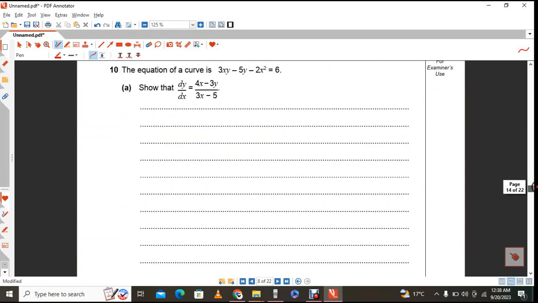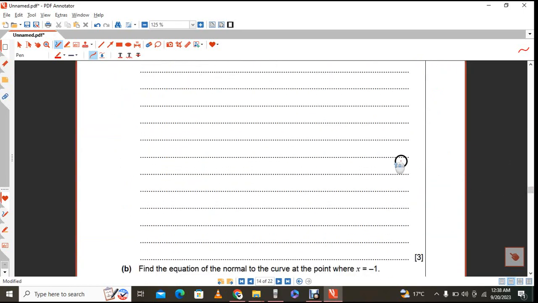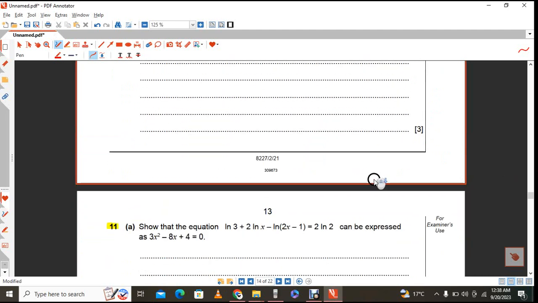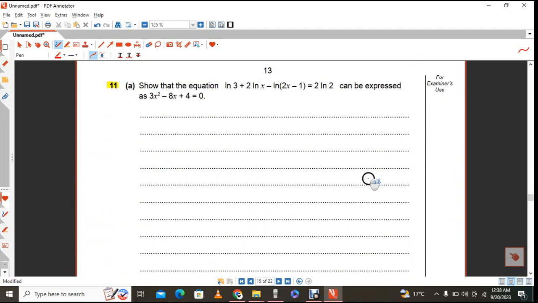So I'm going to go all the way to question 11. Naturally, I've highlighted it as well. So they say show that the equation, the natural log of 3 plus 2 natural log of x minus the natural log of the quantity 2x minus 1, is equal to 2 natural log of 2. This is just a constant. You must show that it can be expressed in this quadratic form.